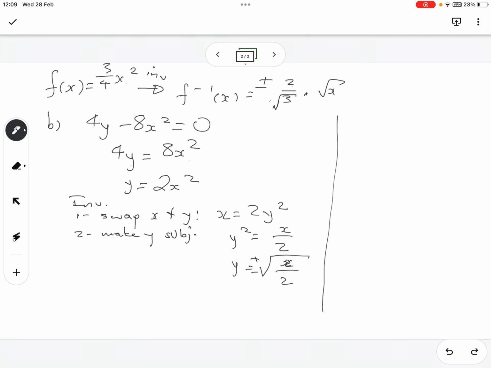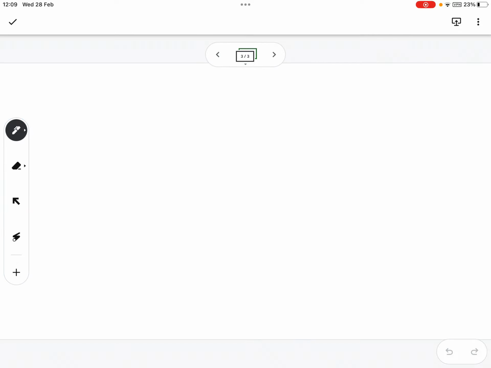Let me add another page. Page 3. Okay, we've got x squared plus 5y equals 0. This is number c. x squared is equal to minus 5y, or 5y is negative x squared, and y is negative x squared over 5. That's our f of x.